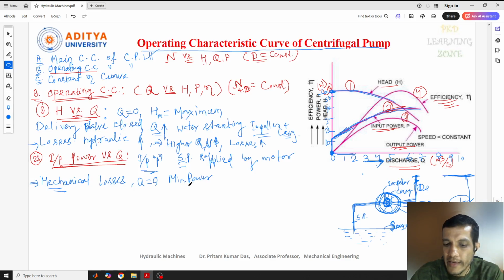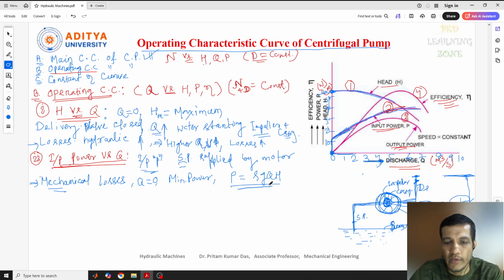Now, for the head, as you have seen, head is highest at zero discharge, and when the discharge continuously increases, our head decreases. But for the input power, I'll tell you one more formula. We know that power equals rho g Q H, divided by 1000 in the units we have considered. So here I can write P equal to rho g Q H.